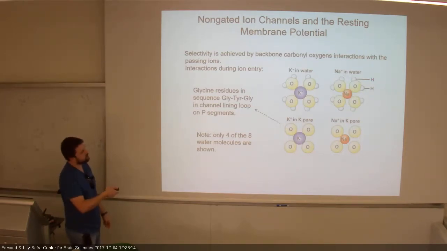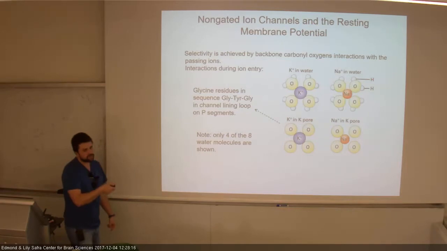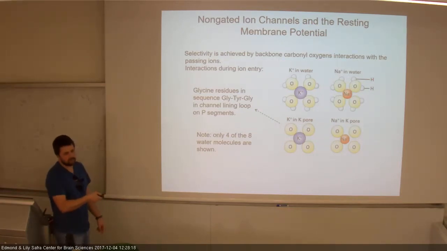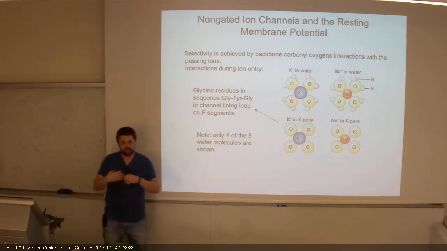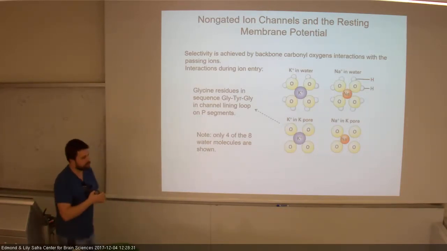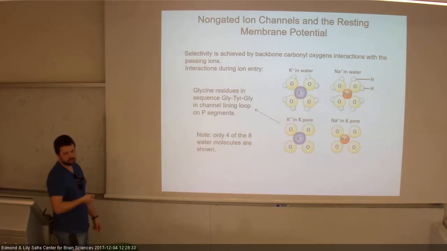So actually, this interaction is much more stable than this interaction, and because of that, it will never choose to be in this type of interaction and not in this type of interaction, and the water will never fully release this ion in order for it to pass through the channel.